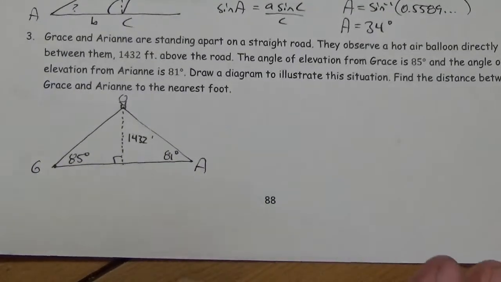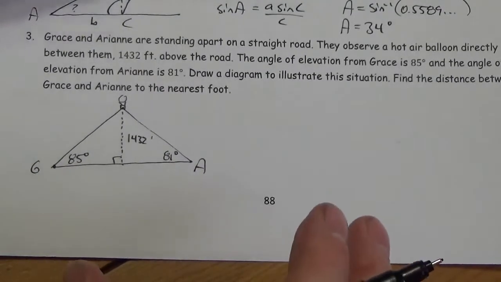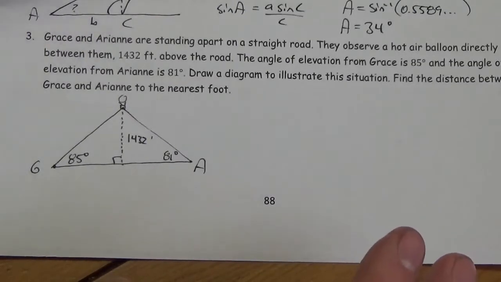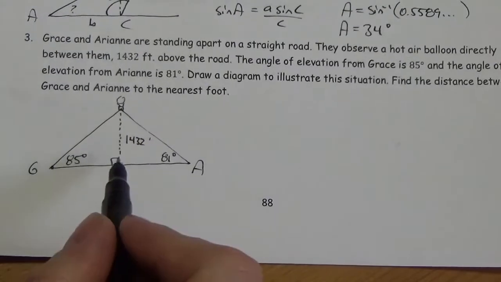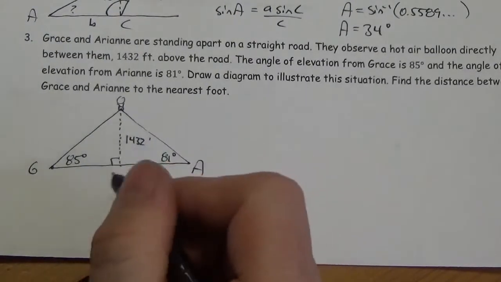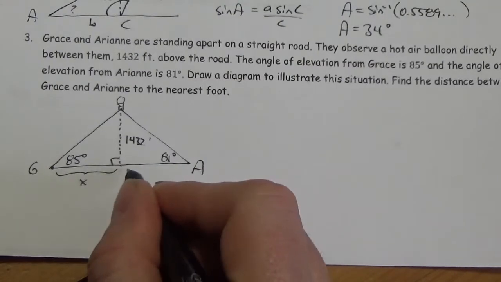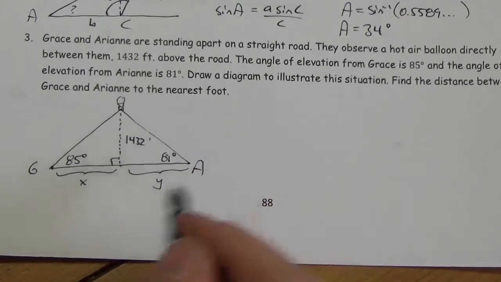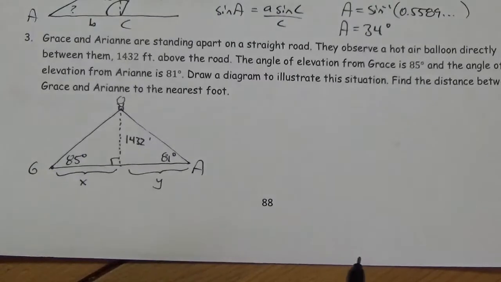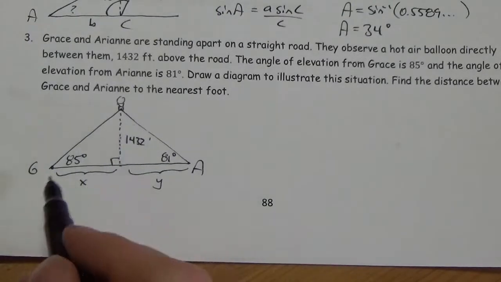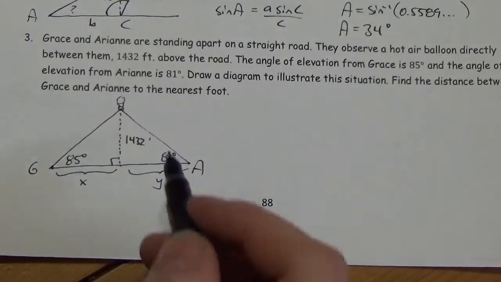Okay, so now in this case here, this isn't a sine law or a cosine law problem. Specifically, this is a little bit easier than that because I do have two right angle triangles together. And in fact, what I'm going to do here is call this distance x, and we'll call this distance y, because what I'm really looking for here is the sum of those two. So I'm going to break this up and just look at the two different triangles here.